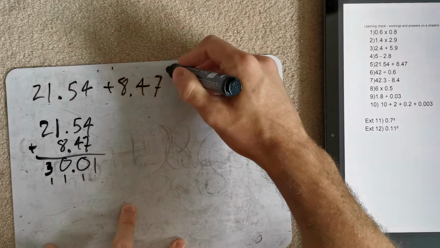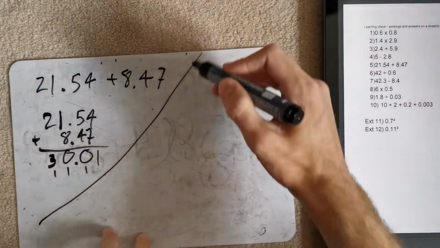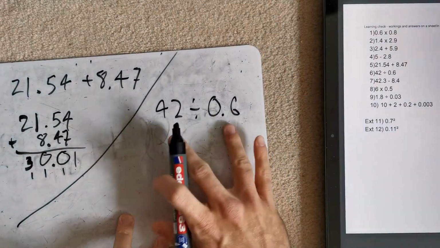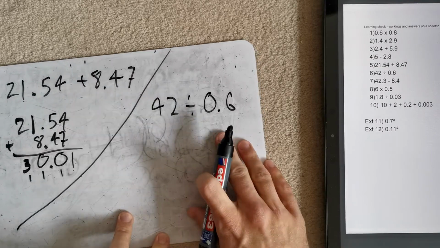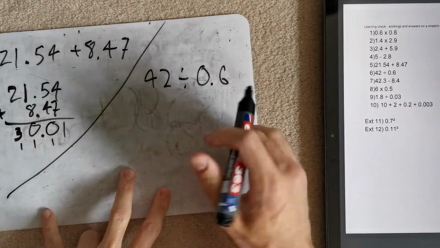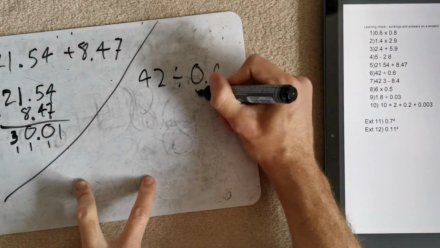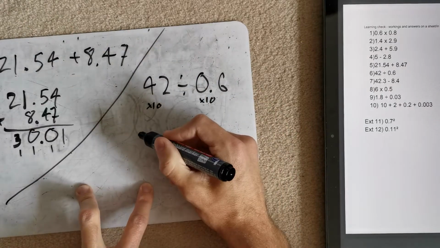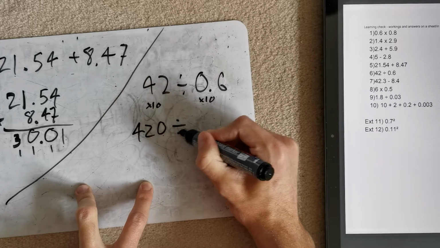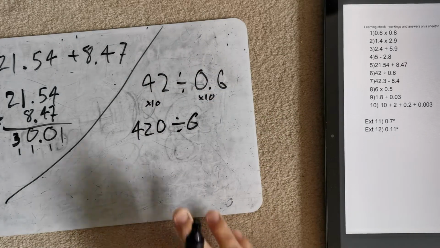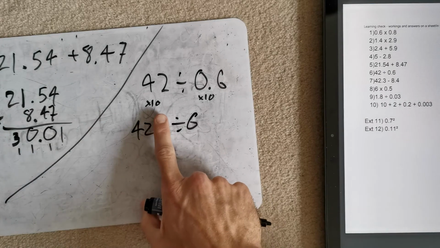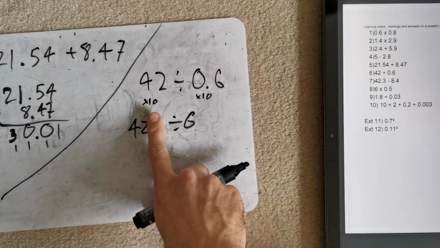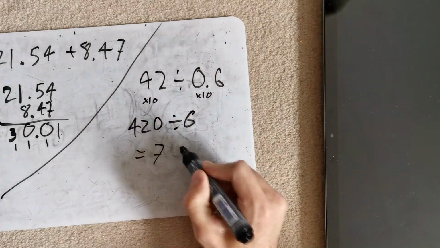What have we got next? 42 divided by 0.6. You don't like dividing by a decimal, okay? What you want to do is make what you're dividing by a whole number. So if we do that, we could times that by 10, move it one place across. If we do that, move that one place across as well. So that becomes 420 divided by 6. You could use the bus stop here, or some of you might recognise that 42 divided by 6 is 7, so 420 divided by 6 would be 70.